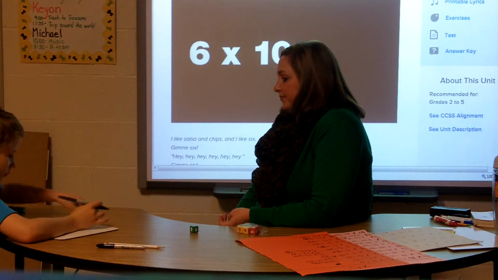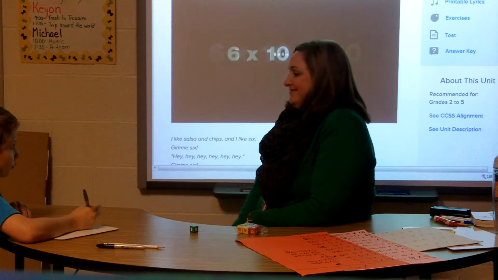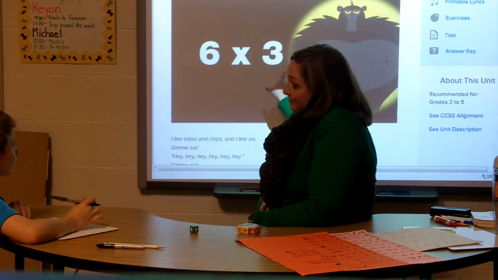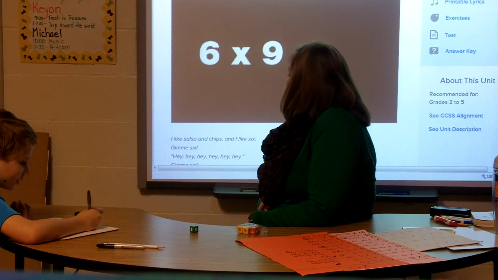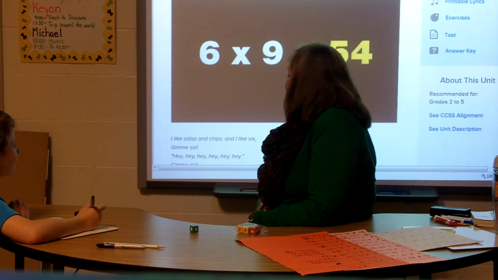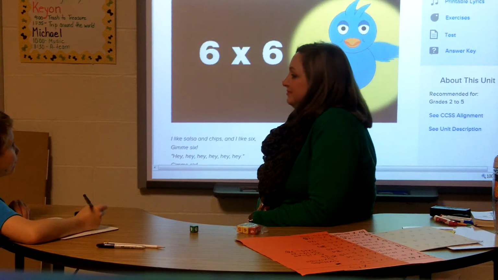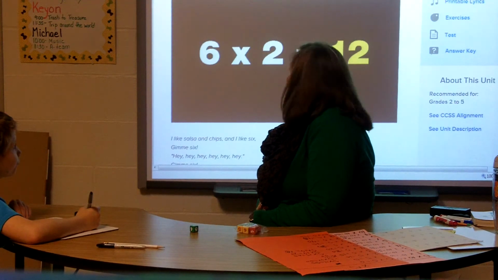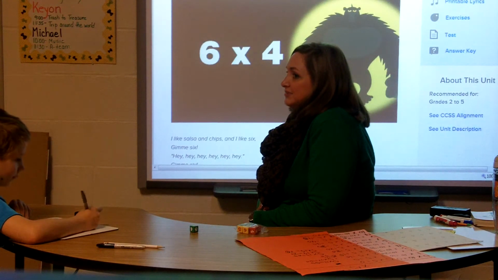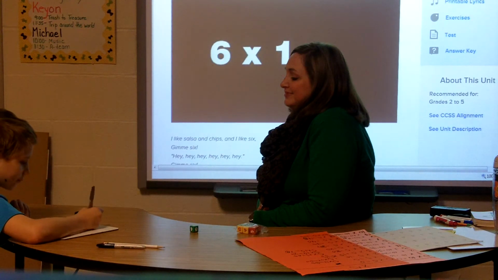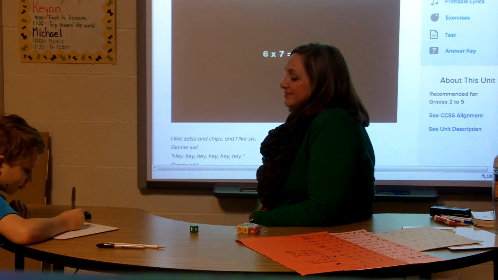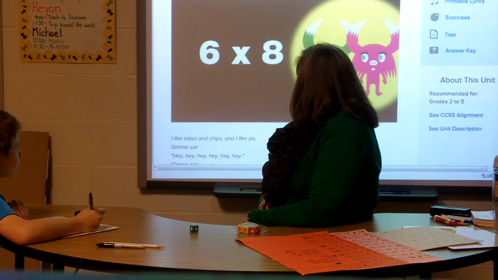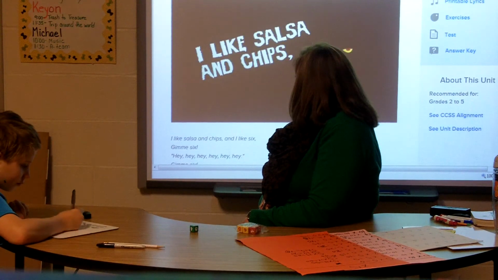Say, boy, 6 times 10 is 60. 6 times 5 is 30. 6 times 3 is 18. 6 times 9 is 54. 6 times 6 is 36. 6 times 2 is 12. 6 times 7 is 42. 6 times 8 is 48.